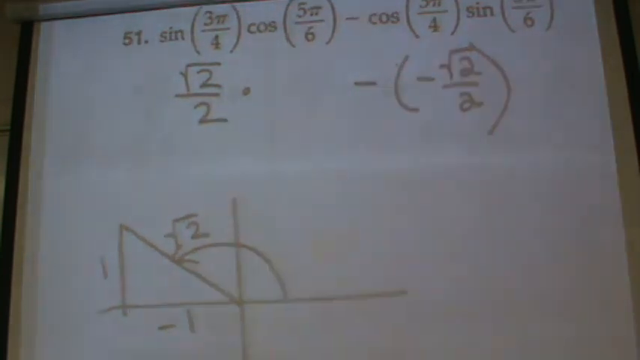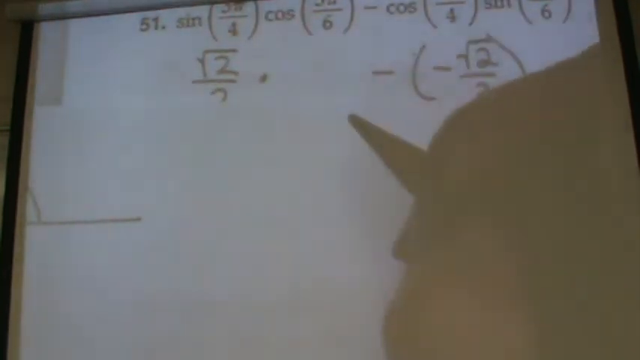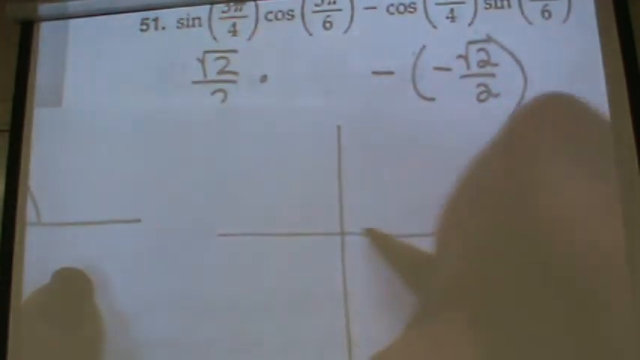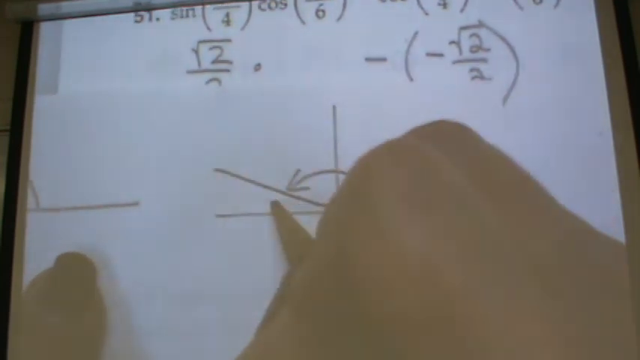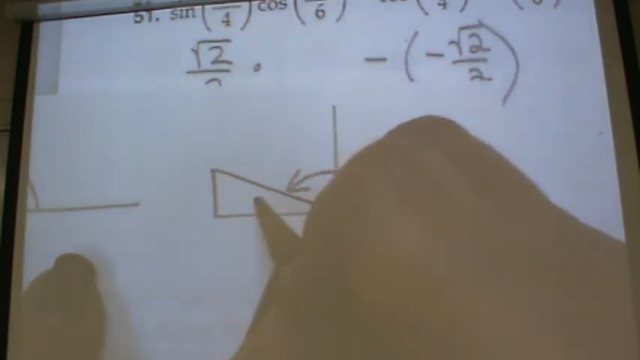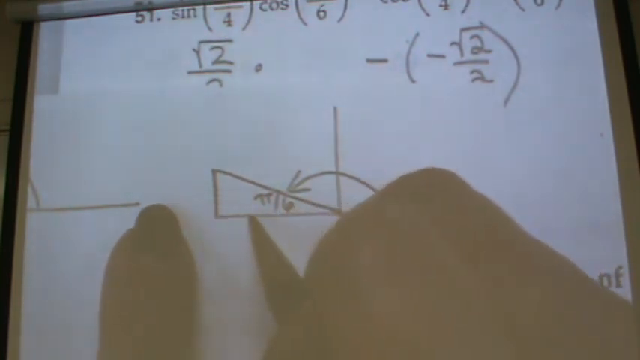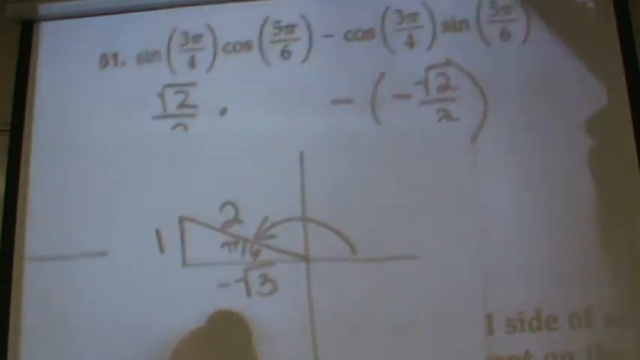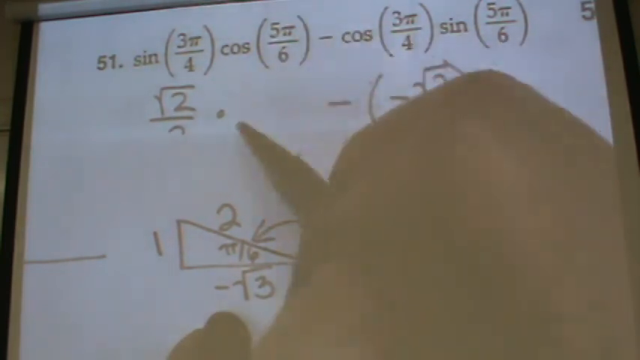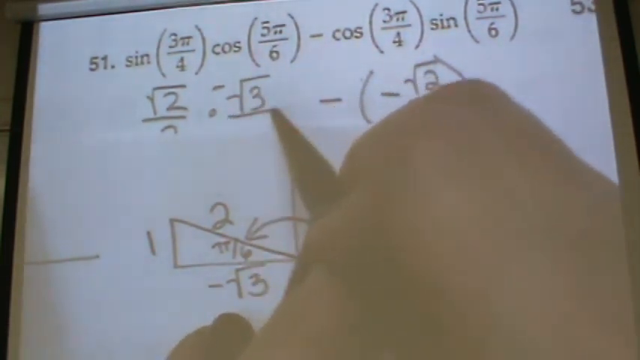You good so far? Now, let's do the 5/6 pi. So 5/6 is where? Right there. So we need pi over 6. It's gonna be negative. So this is gonna be a positive 1, negative, root 3, and that's 2, right? Correct. So cosine is gonna be negative root 3 over 2, and sine is gonna be 1/2.